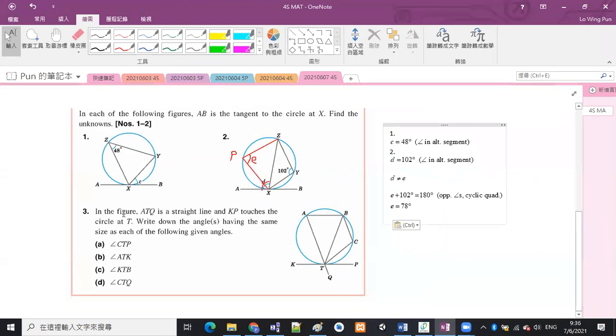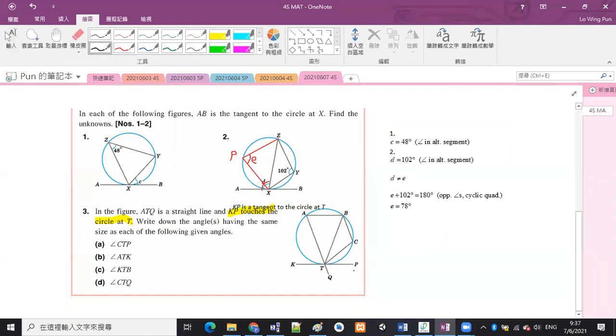And then question number 3, ATQ is a straight line. KP touches the circle at T, which means that KP is a tangent. Okay, KP is a tangent to the circle at T. The point of contact is point T. Write down the angles having the same size as each of the following given angles.